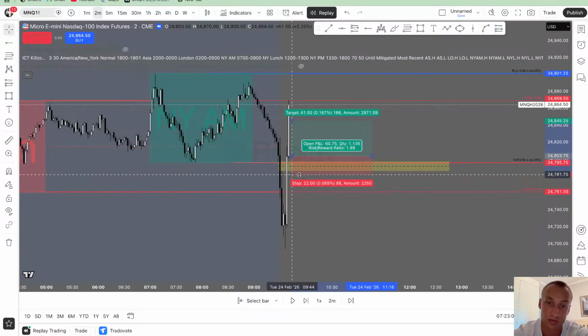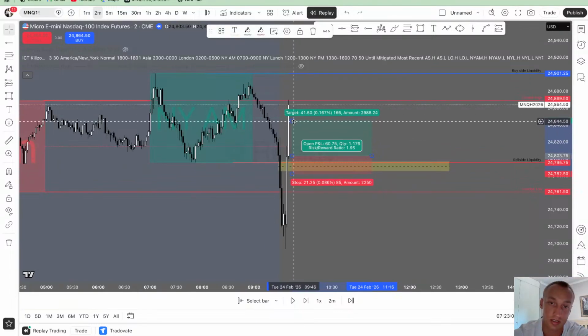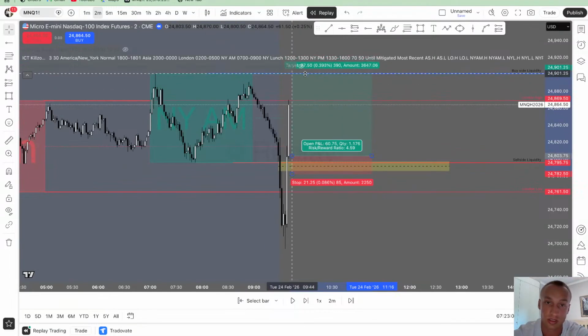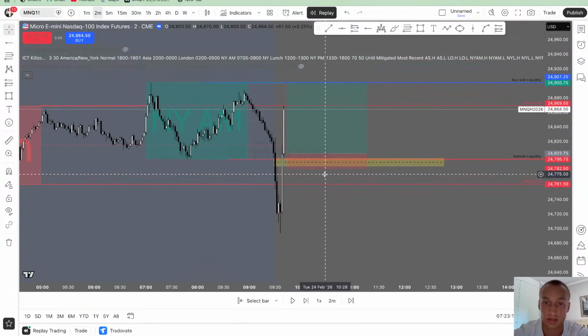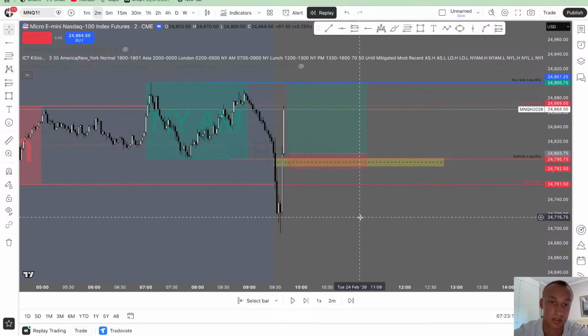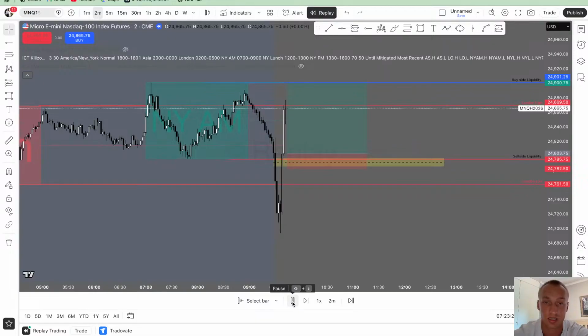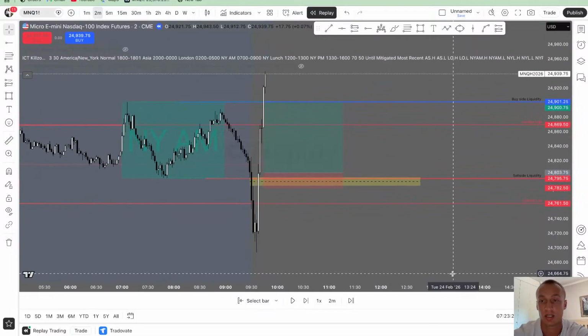Here I'll put my stop loss just below the inversion, and I will target my buy side liquidity. Nice risk to reward, little 5-to-1 ratio. Obviously, yeah, I missed the, okay, so it got hit.